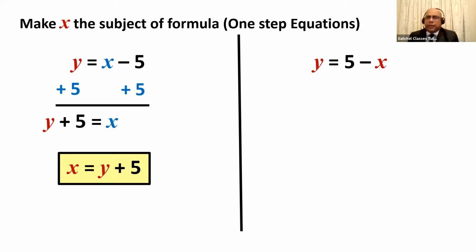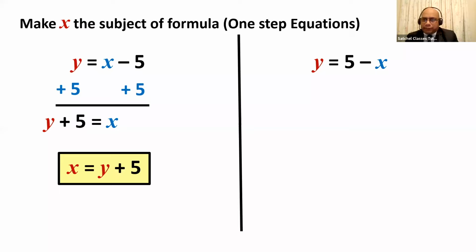Okay, how about the example on the right? y equals 5 minus x. We need to make x the subject of the formula. So I will highlight x with a different color. Correct? Now I need to ensure that everything apart from x goes onto the other side.